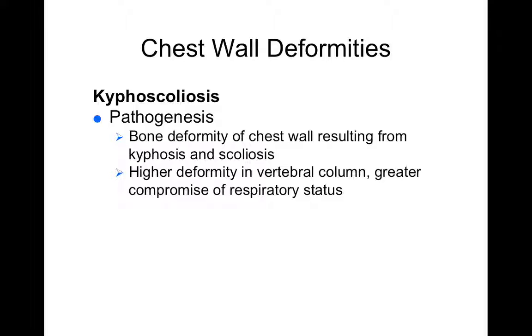But all of those can affect the ability to ventilate because it's going to put odd pressures on the thoracic wall, especially with things like kyphosis and scoliosis. Like if you're hunched over a lot, it's going to be difficult to expand that chest wall, right?